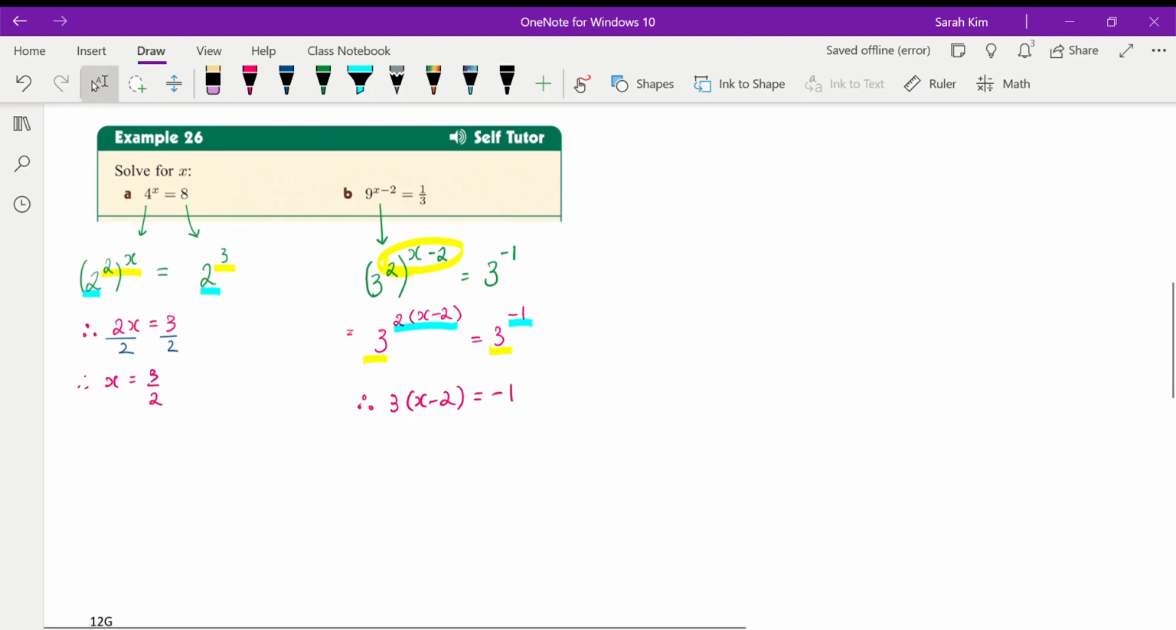In order to solve that, I'm just going to get rid of the 2 first, and therefore my x take 2 must be negative 1 over 2. So in order to get x by itself, I just add 2 to both sides. So my x therefore equals, whatever that calculation is, I'm going to borrow my calculator.